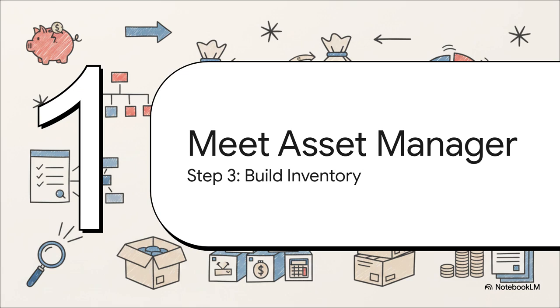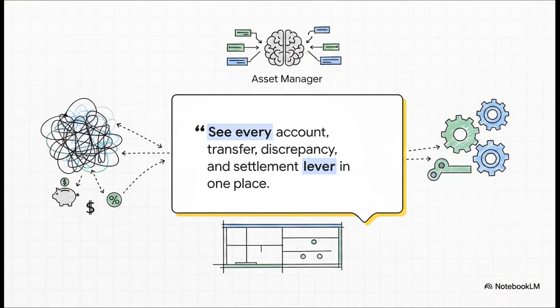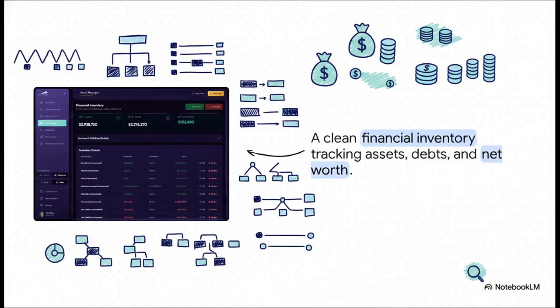All right, Section 1. Let's meet the asset manager itself and see how it actually handles this massive data problem. I absolutely love this quote directly from the platform's core philosophy. See every account, transfer, discrepancy, and settlement lever in one place. Think about that for a second. The asset manager isn't just some static list or a digital filing cabinet. No way. It's a dynamic marital estate command center. It's really the central nervous system for your entire case strategy, where all that parsed data finally comes together to actually tell a story.